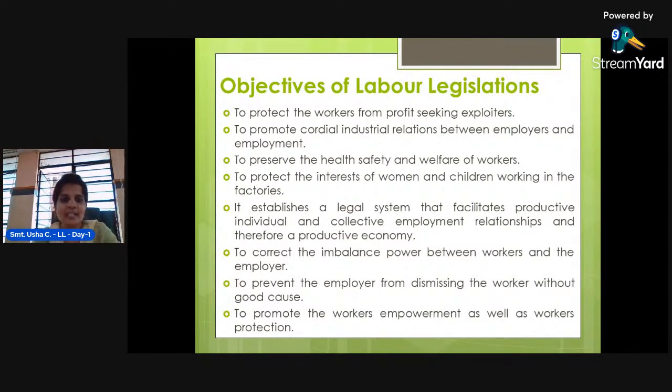So these are all the various labor legislation, because the law came into the picture only when there is exploitation, only when it is not possible to control, when it is not possible to protect the societal interest, then laws came into the picture.